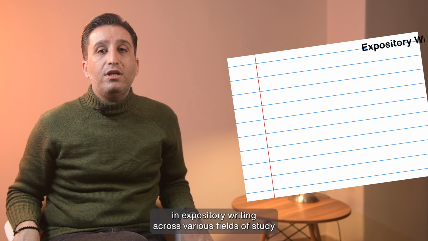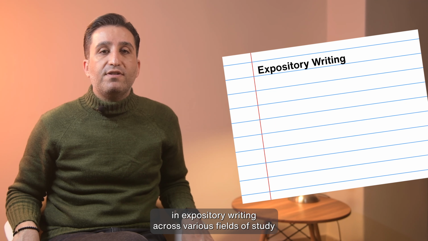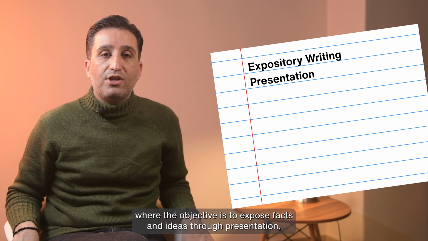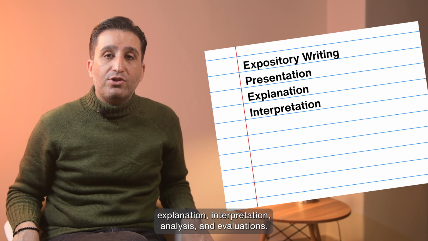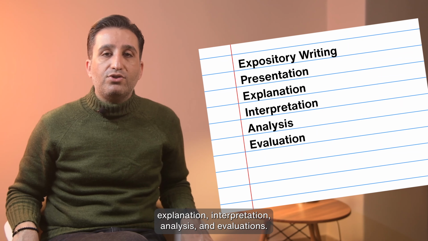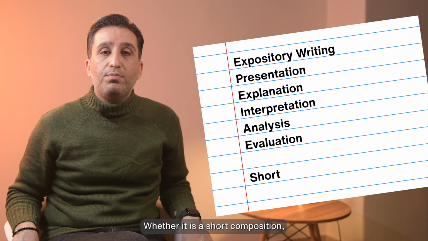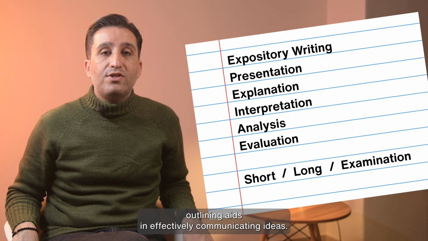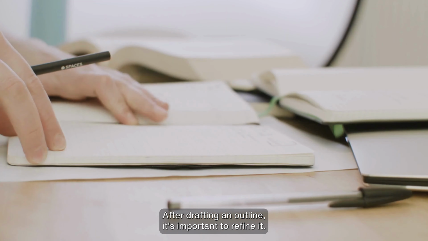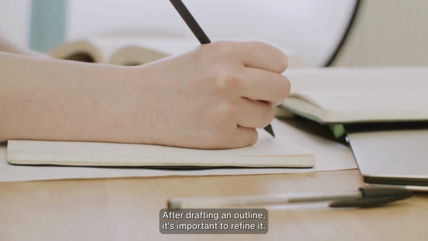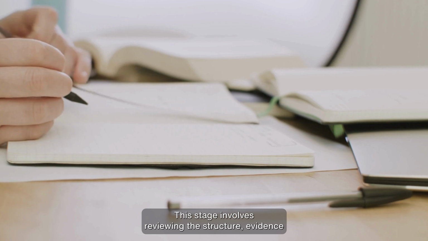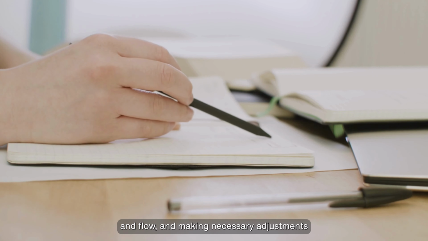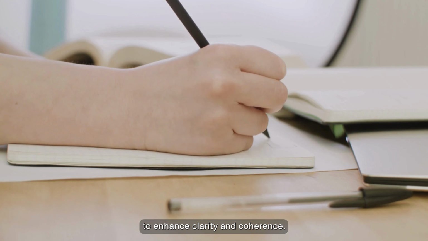Outlining is crucial in expository writing across various fields of study, where the objective is to expose facts and ideas through presentation, explanation, interpretation, analysis, and evaluation. Whether it is a short composition, long essay, term paper, or examination, outlining aids in effectively communicating ideas. After drafting an outline, it's important to refine it. This stage involves reviewing the structure, evidence, and flow, and making necessary adjustments to enhance clarity and coherence.